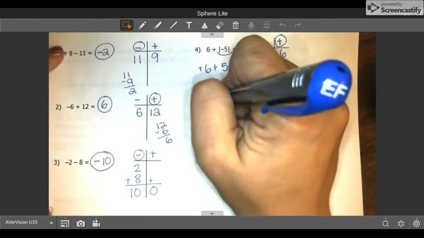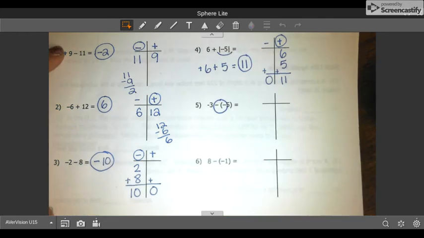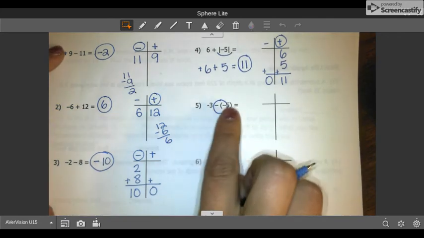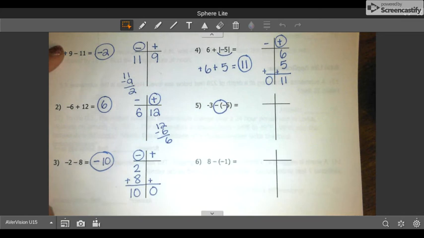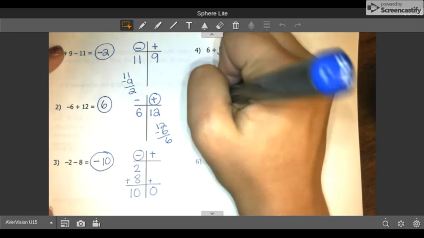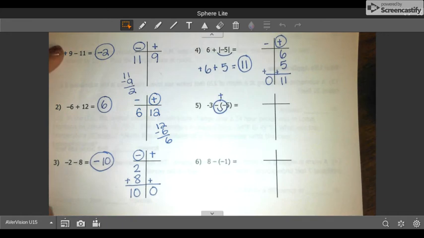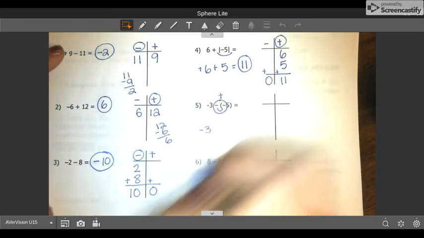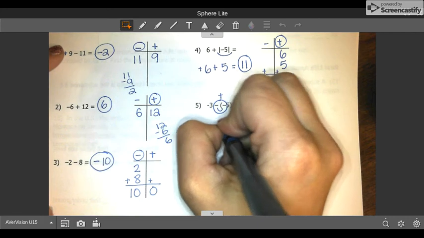Okay, here, this is a parentheses. So I do have to combine these double signs in front of the 5. Since it's the same sign, both of them are minus signs or negative signs, same sign, positive. So I'm going to rewrite this as negative 3 plus 5.